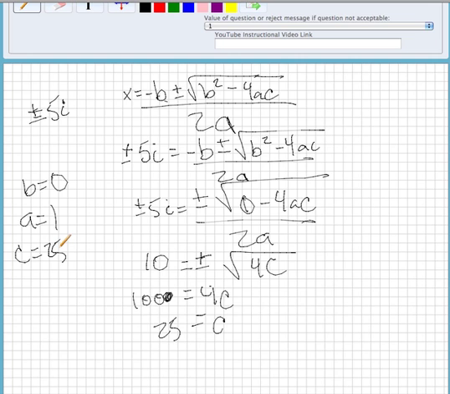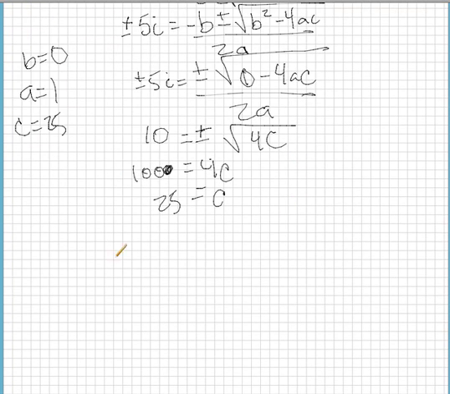So what our equation would look like, if we plug these into the quadratic equation, is y equals, the first coefficient is 1, x squared, plus the second coefficient is 0, so we're not going to put anything in for that. And then finally, our third one is going to be 25. So our equation is just going to be y equals x squared plus 25.